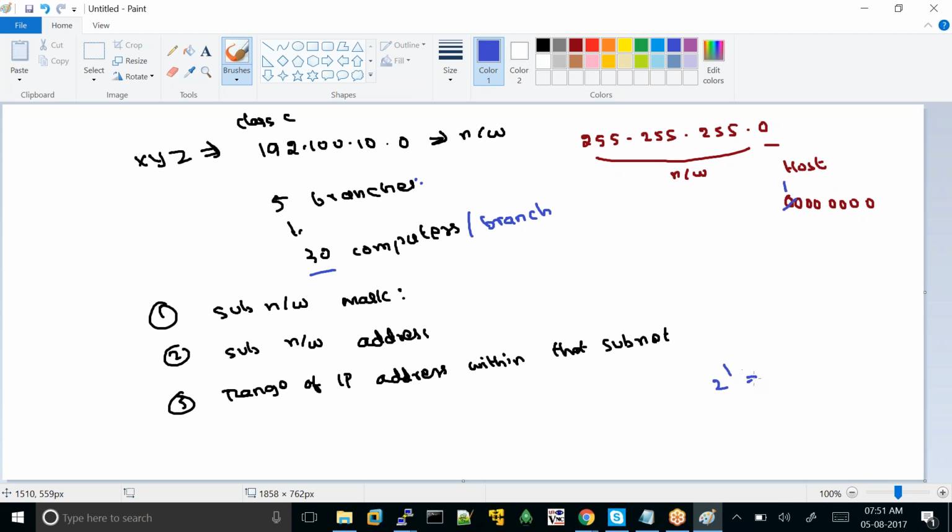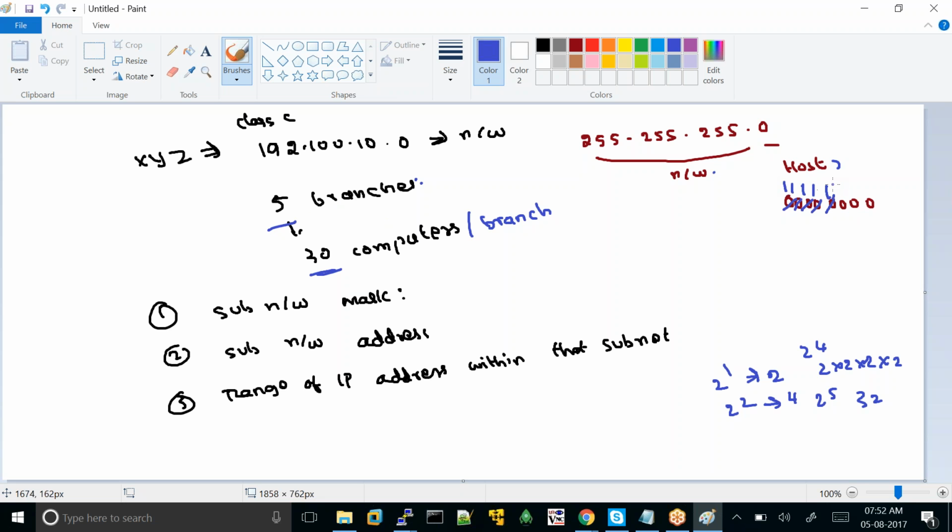You take the first 0 and make it 1. 2 to the power of 1, we can have at the maximum only 2 computers. That is not possible. You borrow an additional bit, 2 to the power of 2, which is equivalent to 4. That is not possible. What is your requirement? You need to have 30 computers. Therefore, you borrow the third bit, that is not possible. Borrow the fourth bit, 2 to the power of 4, that is 16. That is not possible. 2 power 5 is equivalent to 32. Now, you need to get 5 bits from the host to accommodate the computers.